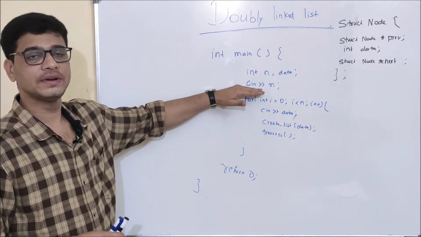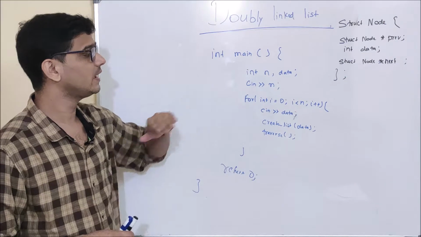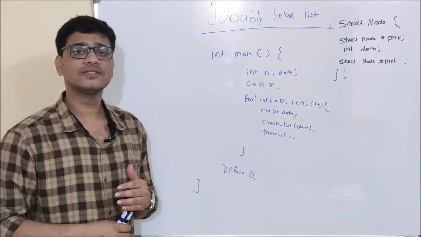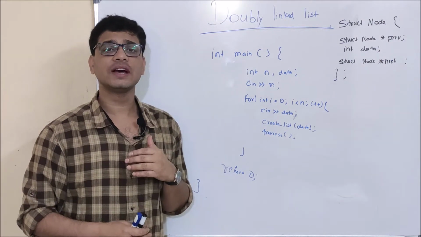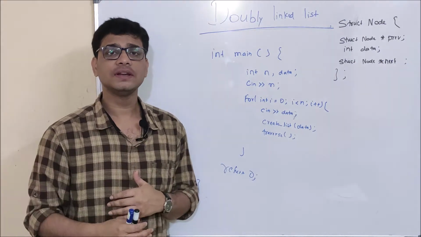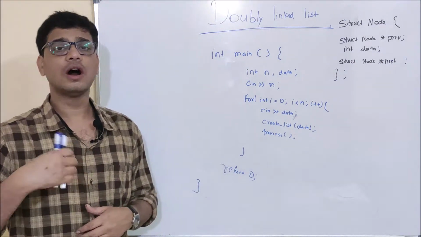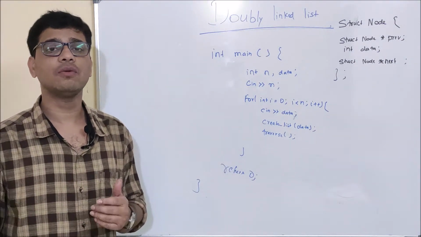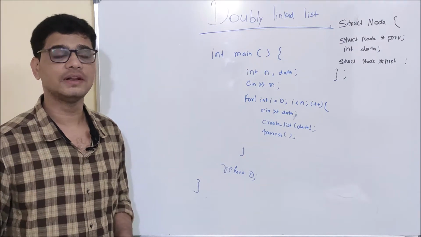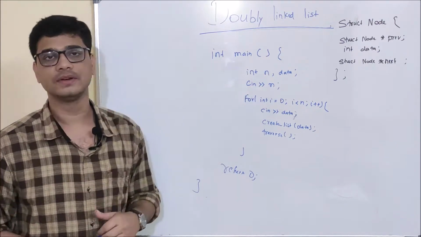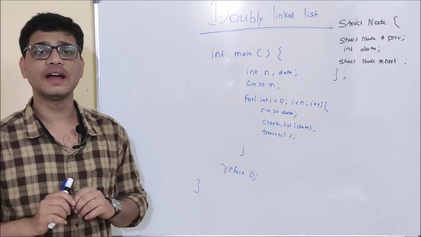In the next line, I am taking this input. So what is basically n? I am asking the user what will be the size, that is, the length of the linked list. That is, suppose how many numbers he wants to enter. If he wants to enter 5 numbers in our linked list, then he will write 5 here. That is, he will provide 5 to us.